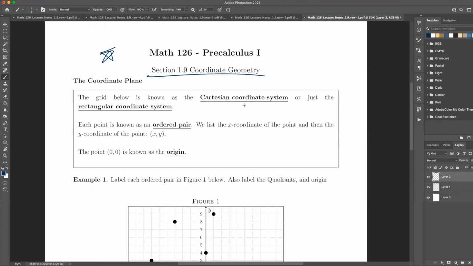Right, so coordinate geometry. The grid below is known as the Cartesian coordinate system or the rectangular coordinate system. I'm like 80% sure that's because René Descartes defined it.